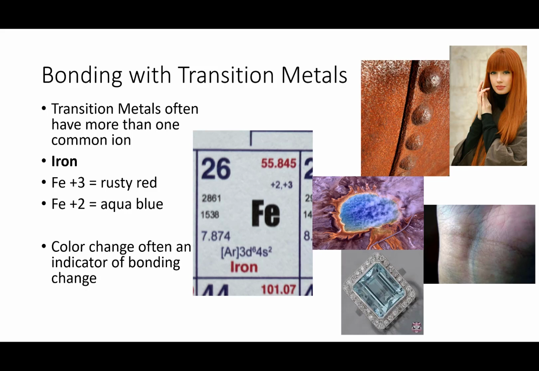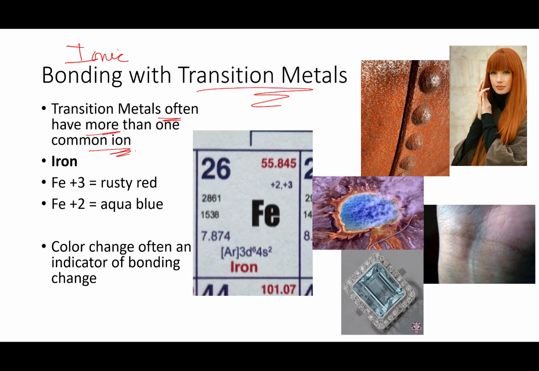Hi everybody, Mary here, and we're going to start talking about how do you ionically bond with transition metals. Now here's the good news. The process is exactly the same as it has been when we were dealing with main group representative metals. But the thing with transition metals is some, not all, but some have more than one common ion.